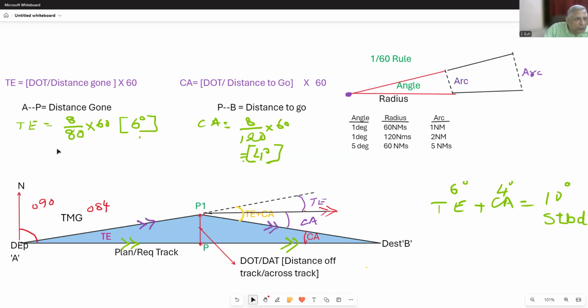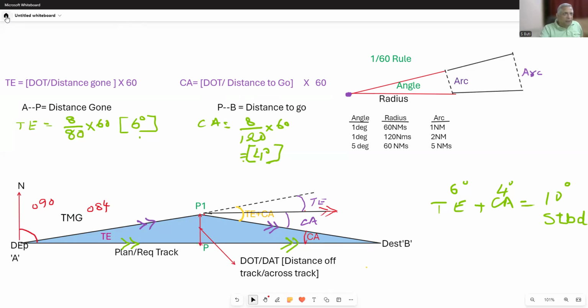If I know the track error, then I can find out distance off track and the distance gone. If I know both these in the examination, then I can find out track error. This 60 will remain 60. So out of these, distance off track, distance gone and track error, or distance to go, distance off track and closing angle, if two are known, third can be calculated. And the whole lot of 1 in 60 questions revolve around that concept.